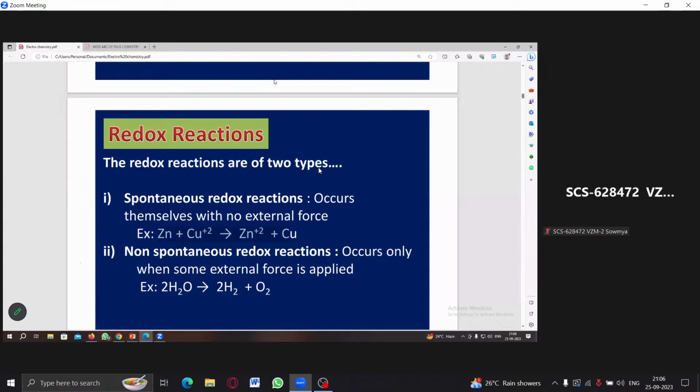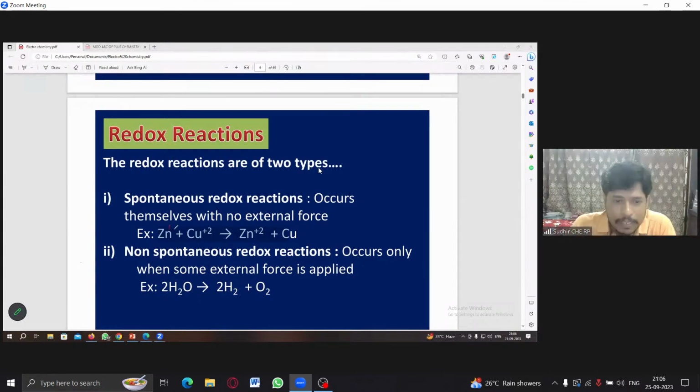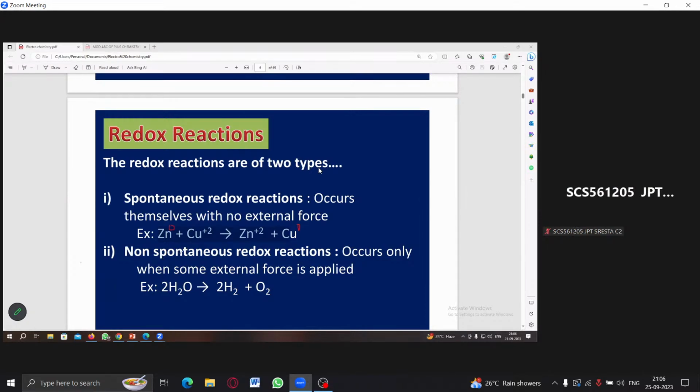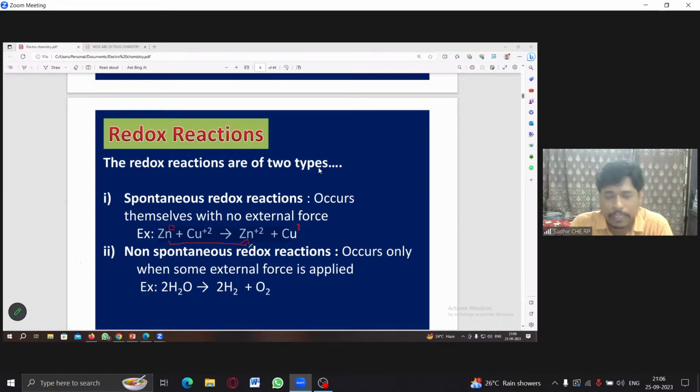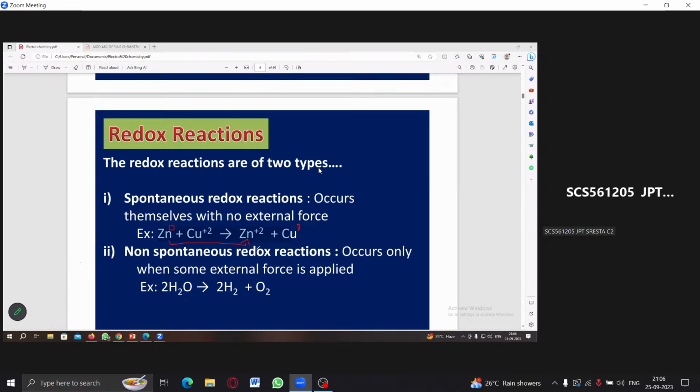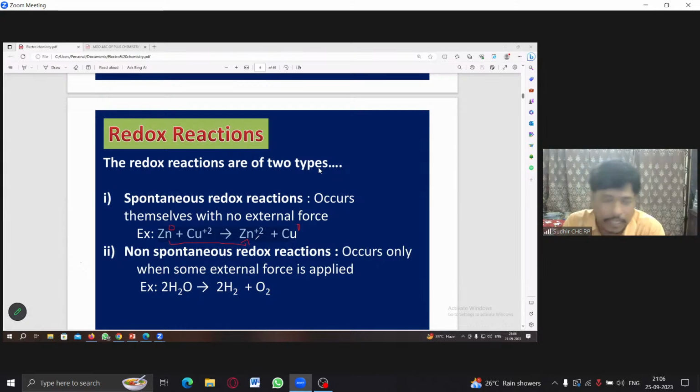Yes, sir. Why? Because initially zinc's oxidation number is 0 and copper's is +2. But after the reaction, zinc becomes +2 and copper becomes 0. Right? So zinc's increase in oxidation number means it is involved in which process? Increase in the oxidation number or loss of electrons is called the oxidation process. Very good. That means in this redox reaction, zinc undergoes oxidation.